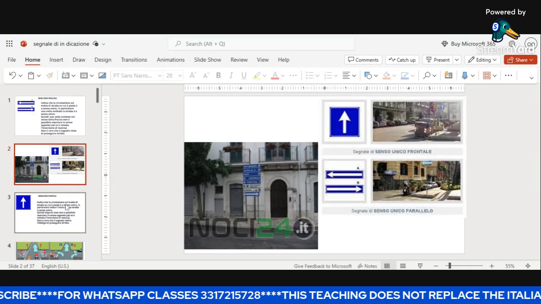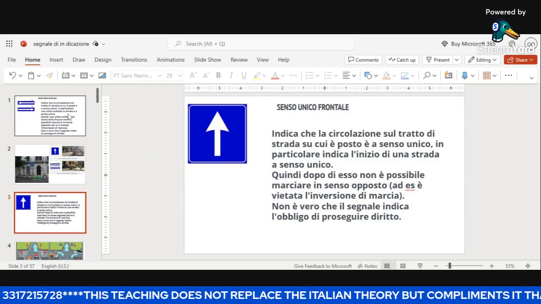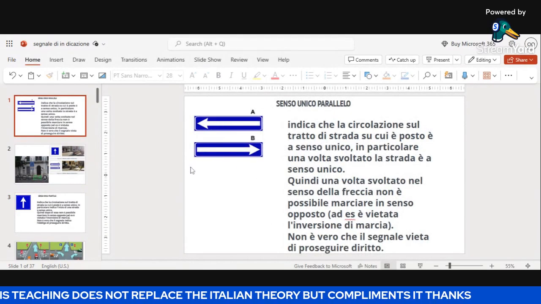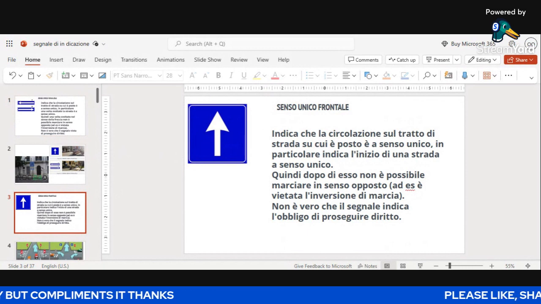Now the same thing applies to Frontale, which is this one. Remember, let me go back to Parallelo for you to see. And then you see this one, it is called Frontale. It's the same thing, but the first one was telling you if you take the parallel way, which is to the right and to the left.